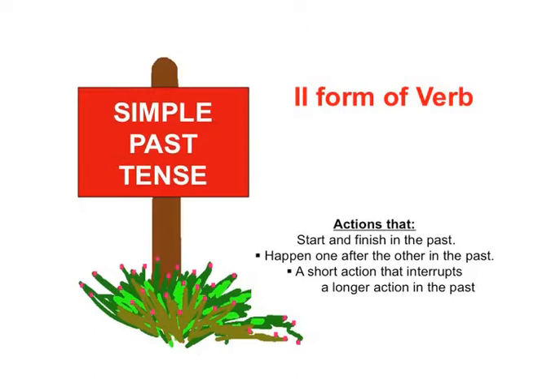What I mean by this is, they can be used for a series or a sequence of actions. The simple past tense can also be used for a short action that interrupts a longer action in the past. Now suppose in the past there was a long action and a short action interrupts that long action. Now even the short action would be expressed in the simple past tense. So these are the ways how you can go ahead and use the simple past tense.